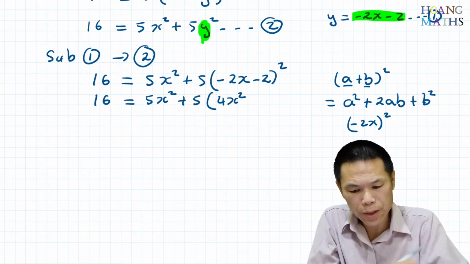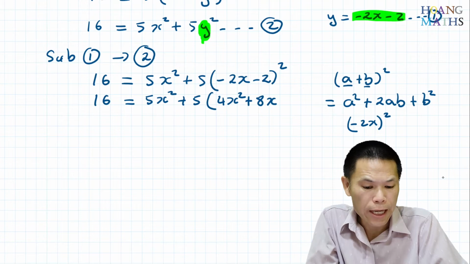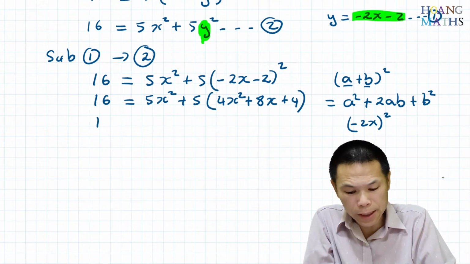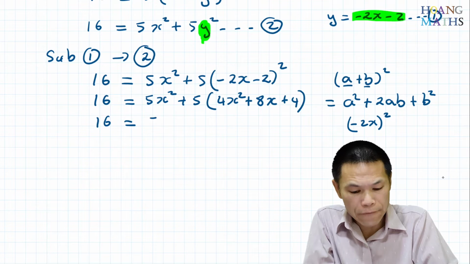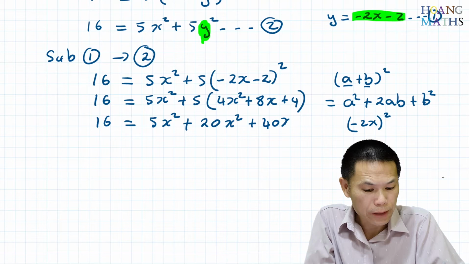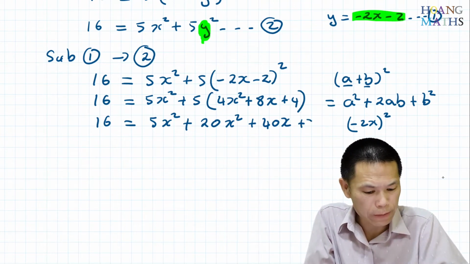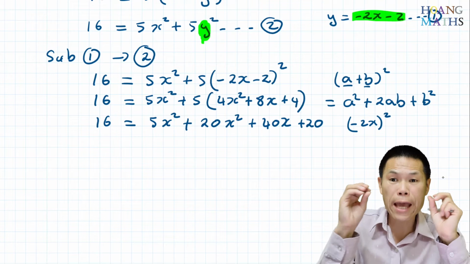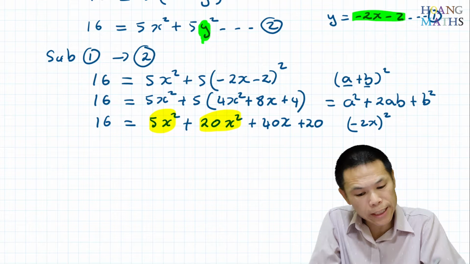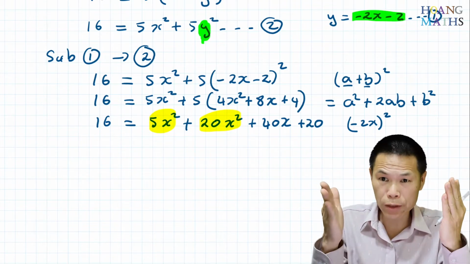So I just write this down. So plus 8x. And then negative 2 squared is 4. So we plus 4. So now I just remove the bracket first. So that means 16 is equal to 5x squared plus 5 times 4 is 20, so 20x squared. 5 times 8 is 40, so 40x. And 5 times 4 is 20. So there you go. Now I just tidy up, okay? So we have 5x squared plus 20x squared, so that will give me 25x squared.